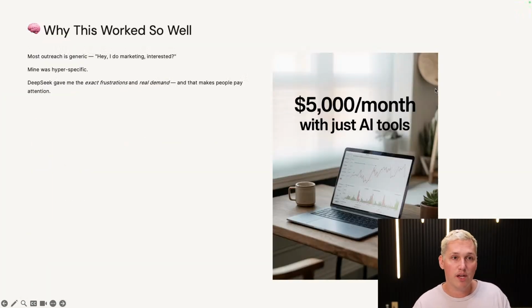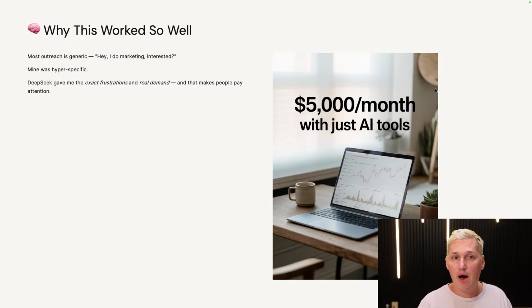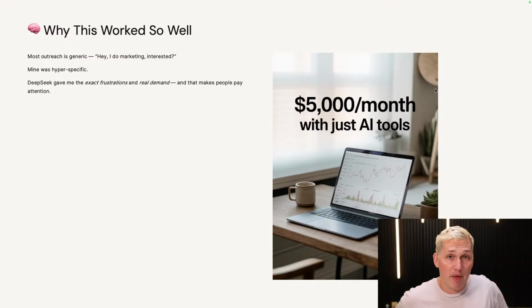And DeepSeek is really, really great. And here's why I think this works so well. First off, most of the outreach is instead of it being generic, like how I do marketing, or hey, I do marketing, are you interested? Mine is hyper specific. DeepSeek gave me the exact frustrations that customers have in real demand and what makes people pay attention. And by using the combination with DeepSeek and the real niches it gave me and the exact examples, I'm able to go and speak directly to the market that I want to target, tap into their pain and help them solve it, and also solve a real problem, which is these companies didn't have a website, right? They didn't even have menus or anything.